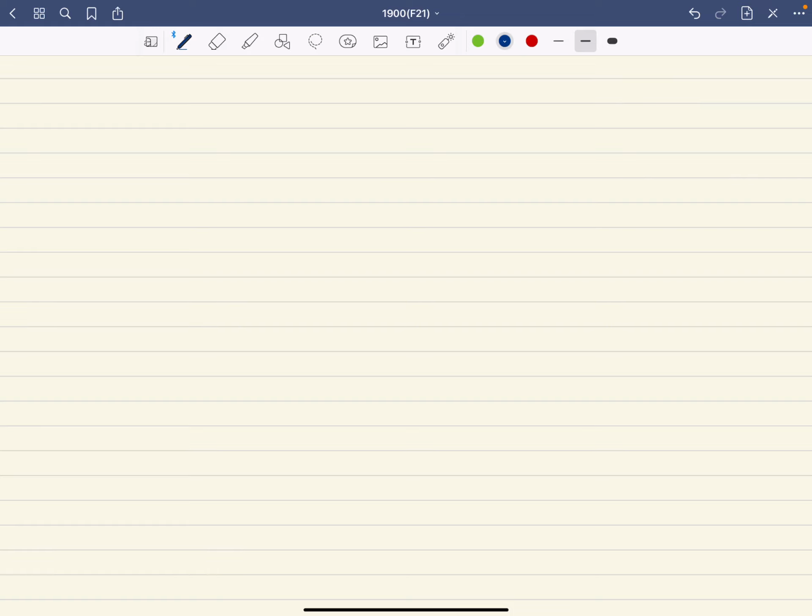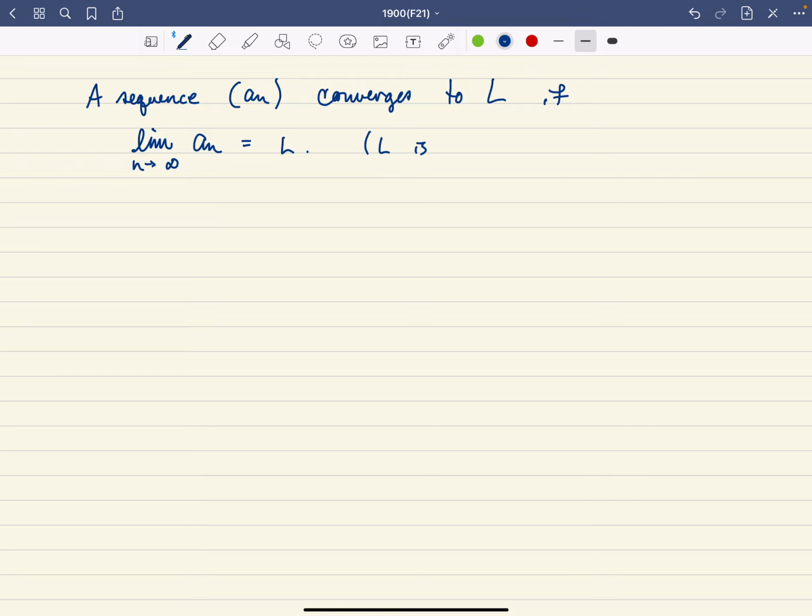All right, the next thing that I want to talk about is what are called convergent sequences. So we say that a sequence a sub n converges to some number L if the limit of a sub n as n goes to infinity is equal to L. Okay, so converges just means that as you take the limit as n goes to infinity, you get some finite number L. Here, L is a finite number, so we don't say it converges to infinity.